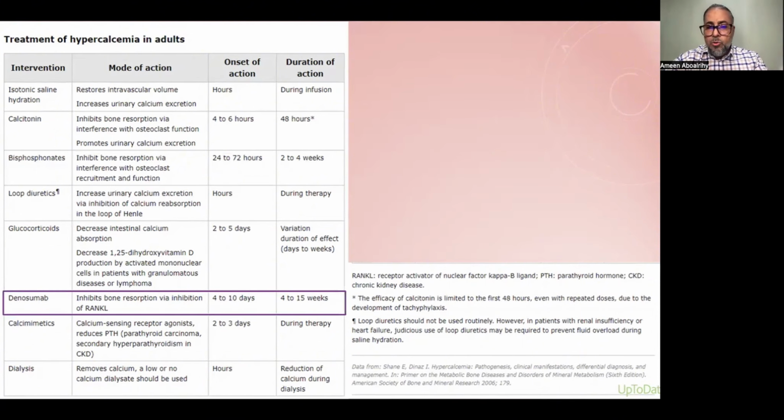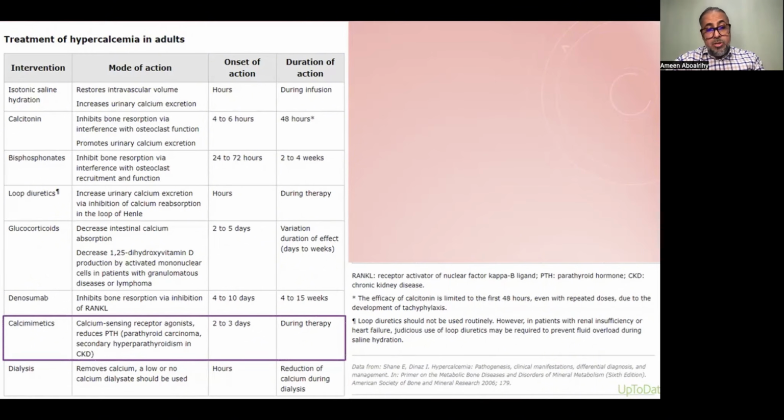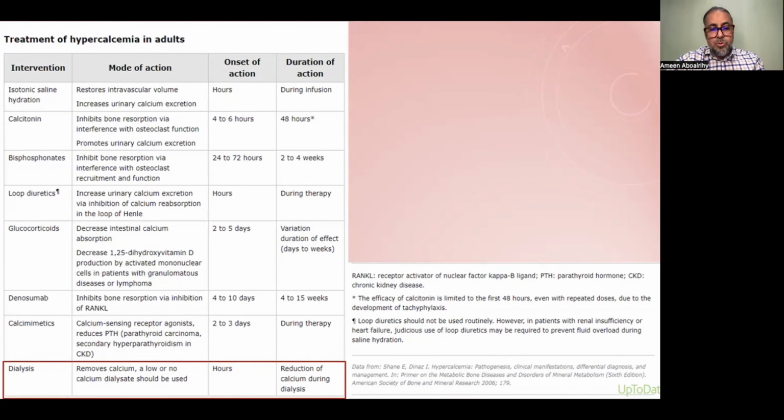Denosumab, if you have renal impairment, we're using it, and we see lots of hypocalcemia, in fact, because of that one. Calcimimetics, the cinacalcet that we mentioned, and of course dialysis. If your patient is really in bad shape, it's very rarely that you would need to do dialysis for hypercalcemia.